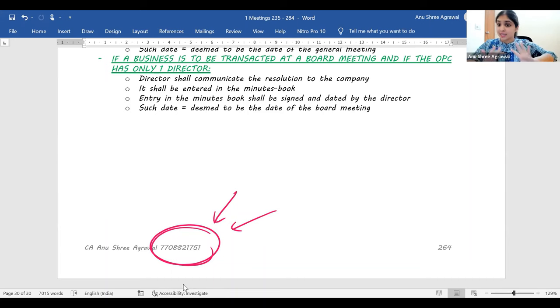I'm hoping the revision was at least of some benefit for you. Quickly, we've run through the entire chapter. I have not left any one concept also. The entire chapter we have revised once. Quickly, we have revised. Make sure you make the most of the session.